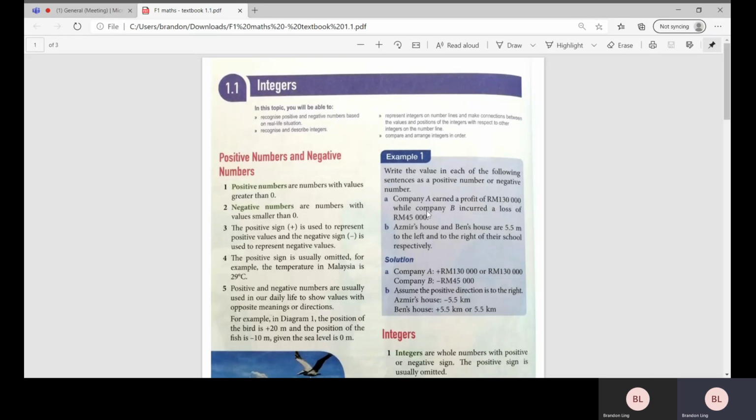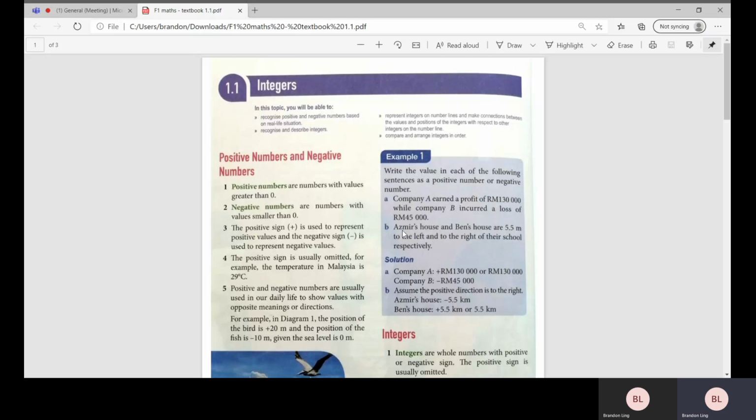Another example will be, can you see the example 1? Company A earned a profit of 130,000 ringgit, while company B incurred a loss of 45,000 ringgit. So positive would probably mean our profit, and the negative would mean our losses. So this is how we usually deal with numbers.